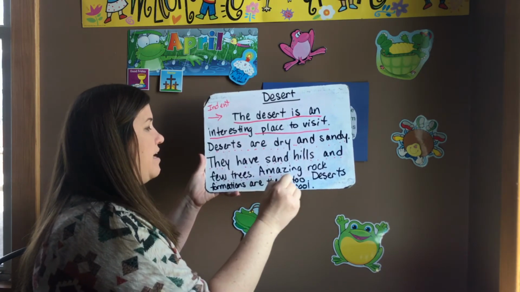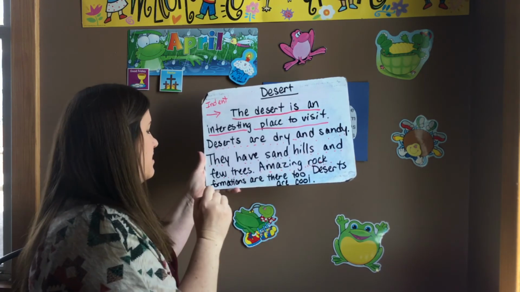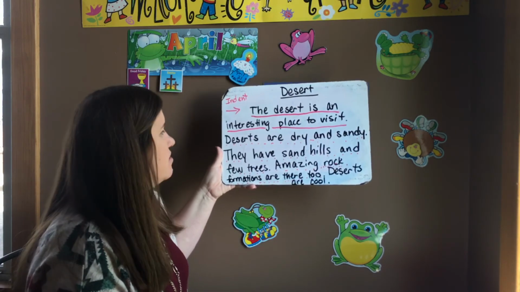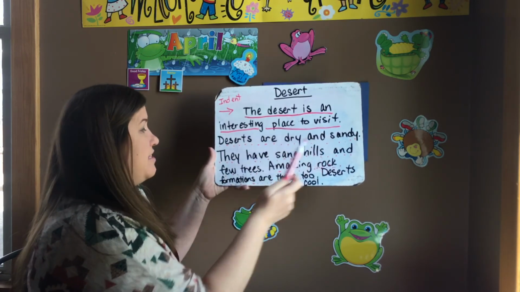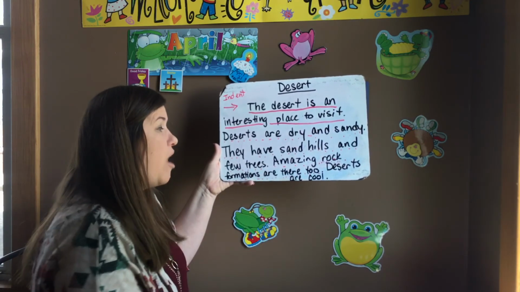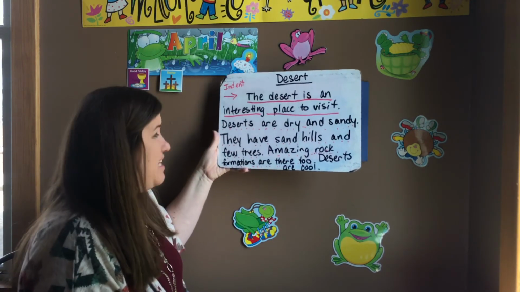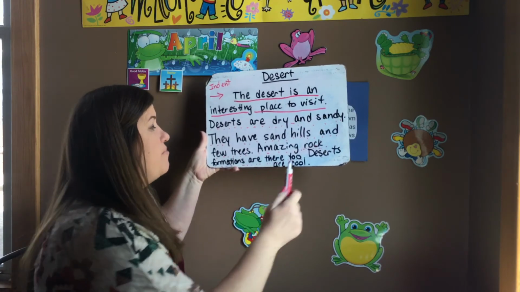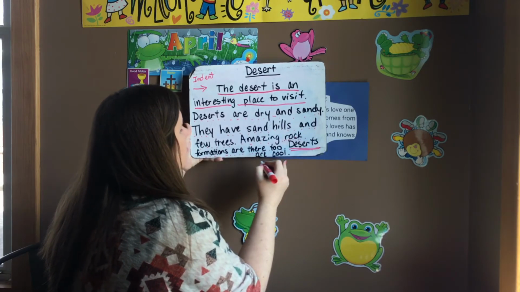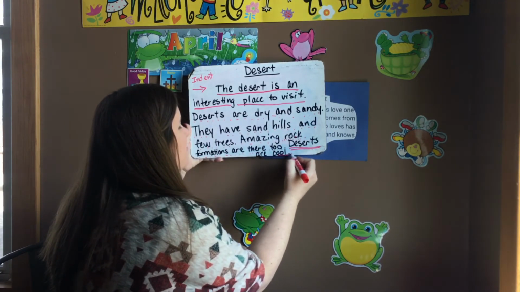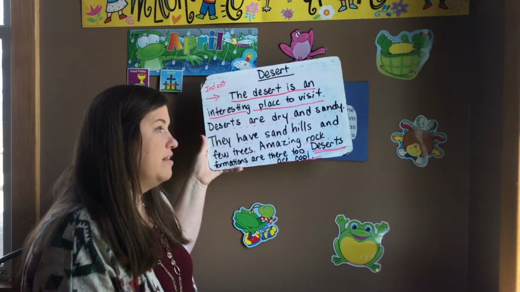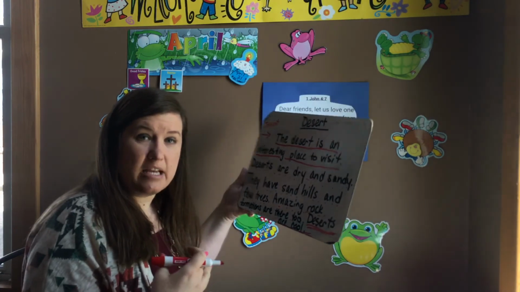Sorry, I jumped. Amazing rock formations are there too. Those are all my details. Why is it interesting? Oh, because it's dry and sandy, neat, sand hills and few trees. And amazing rock formations. That does sound cool. Now we wrap it up with our ending. I'm going to double line this. Deserts. Oh, I can't do anything down here because I don't have any room. We'll just put them there. Okay. Deserts are cool. And that kind of just wraps it up. And then I'd be ready for my next paragraph, okay?